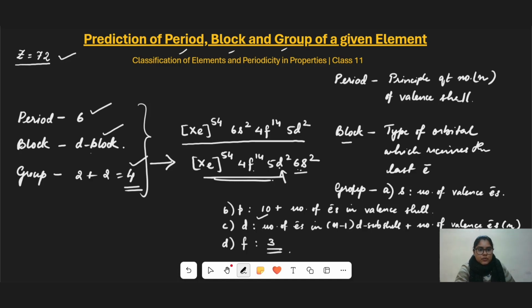Okay. So try solving for, let's say, Z equals 84. Try solving it and match it with the periodic table. And if you are getting it right, that's it. You can solve any question based on this method. All right. So see you soon with the next video.